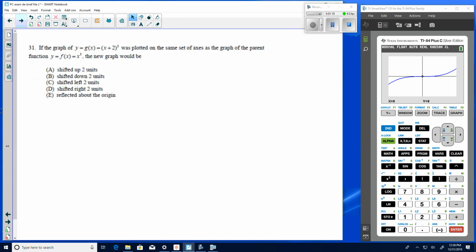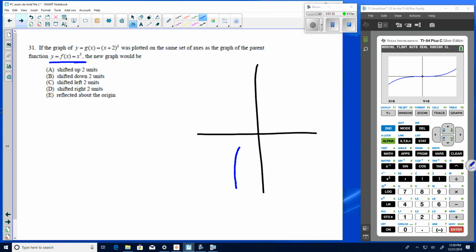Okay, number 31. We have a graph y equals (x plus 2) quantity cubed, and the parent function that we know. Let's see if we can get a couple of pictures going here. Okay, so here's our parent function that we just looked at, y equals x cubed, passing through the origin like that. And the question is, what does y equals (x plus 2) quantity cubed do?